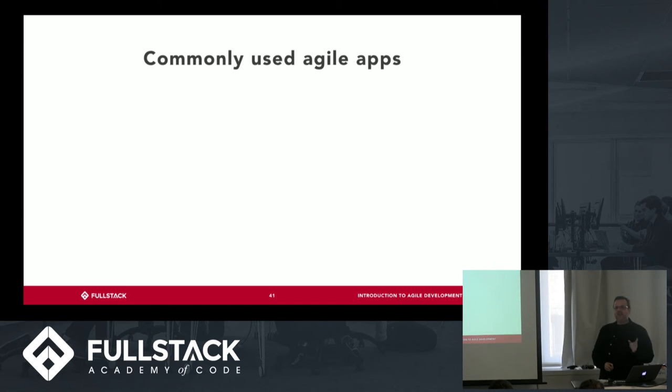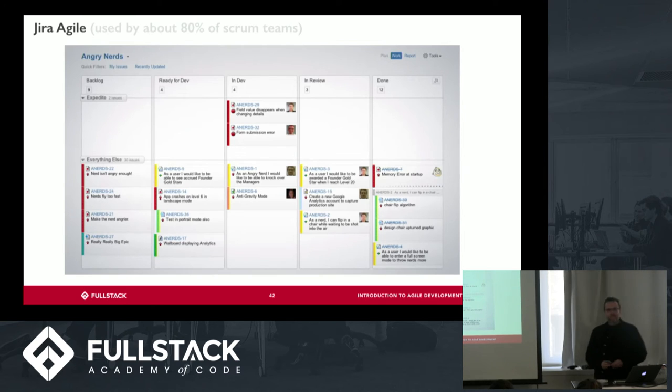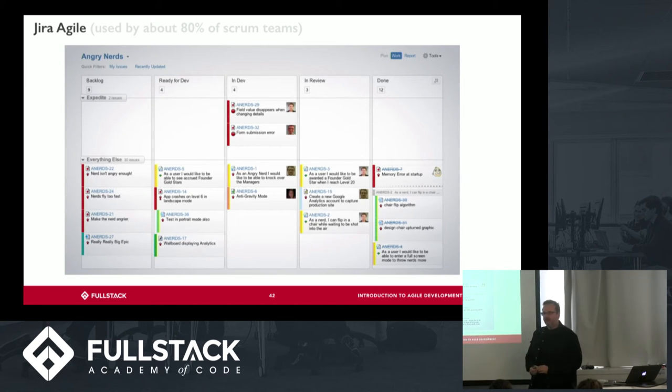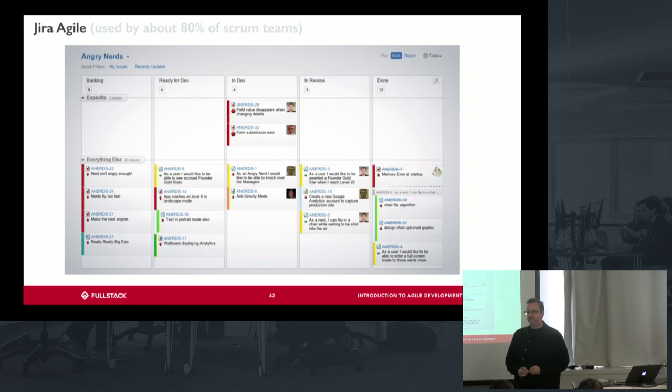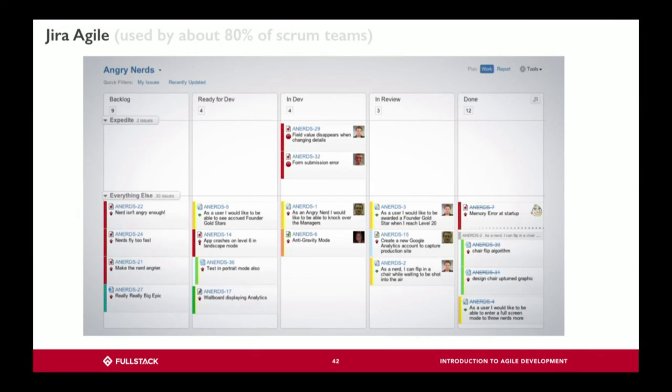Now, let's take a look at some apps, the apps that people use in the real world to manage Agile workflows. First one is called Jira. Anybody heard of Jira? Yeah, a few people? Okay, anybody heard of Atlassian? Okay, yeah, most of you. All right, so Atlassian is a unicorn, right? They make Jira Agile, they make Bitbucket, they make, what else do they make? HipChat.